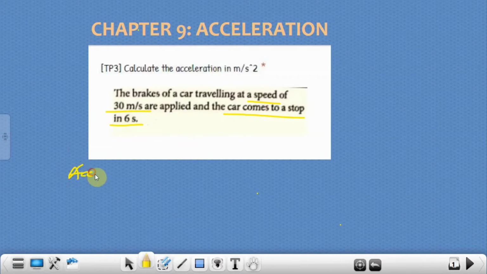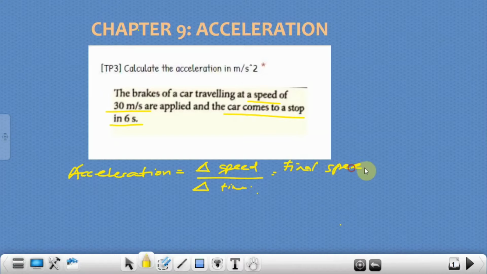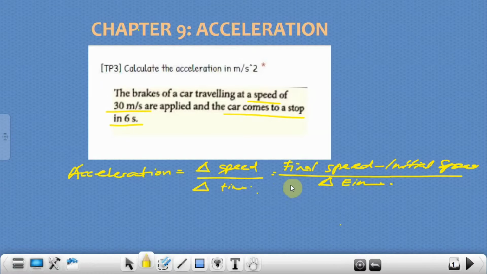So acceleration, the formula is the change of speed divided by the change of time, the time taken. Alright, so the change of speed is equal to final speed minus the initial speed. And the change in time means the time taken for the initial speed to change to final speed.